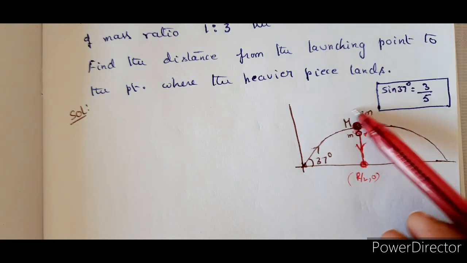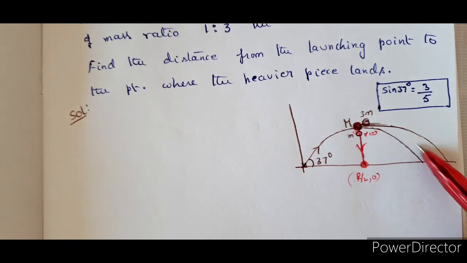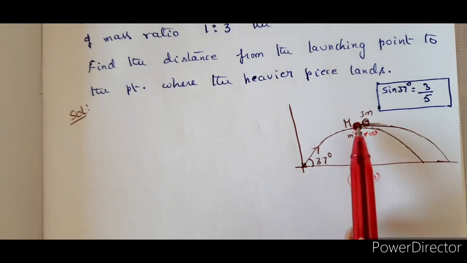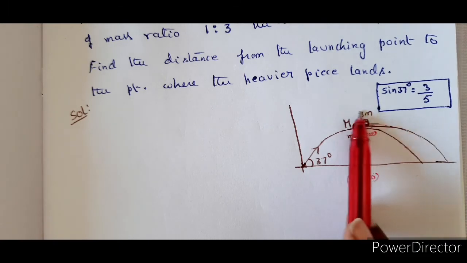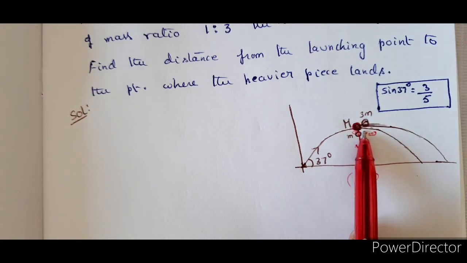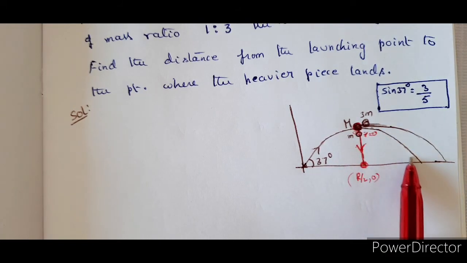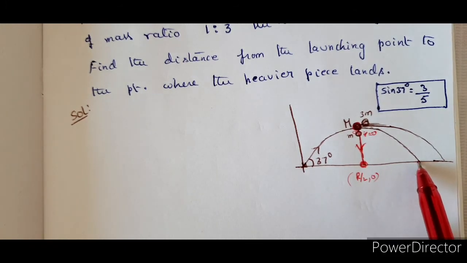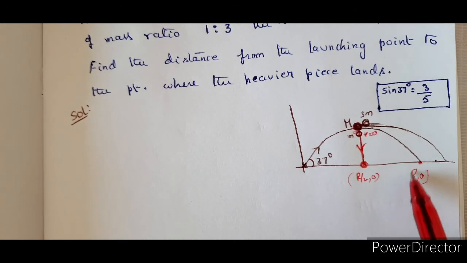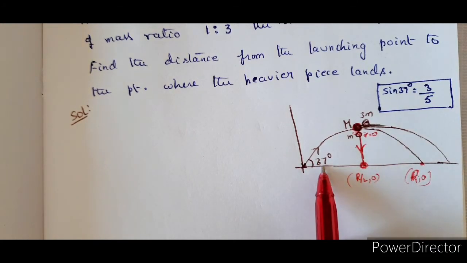The whole system is under the influence of gravity, and even after the explosion, it is under the influence of gravity. But the reason for the explosion is not gravitational force. The reason for explosion is internal forces. The internal forces are not supposed to change the center of mass path. So the center of mass will continue in the same path which is supposed to be there before explosion. That means the coordinates of this would be R comma 0, where R is the range of a particle projected at 37 degrees.